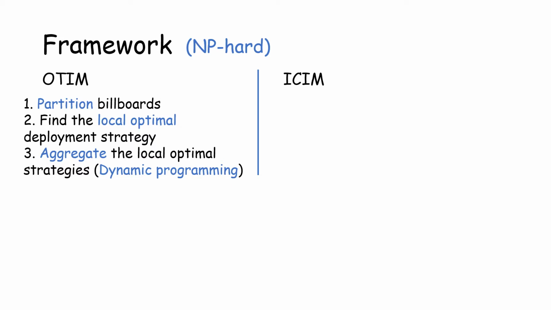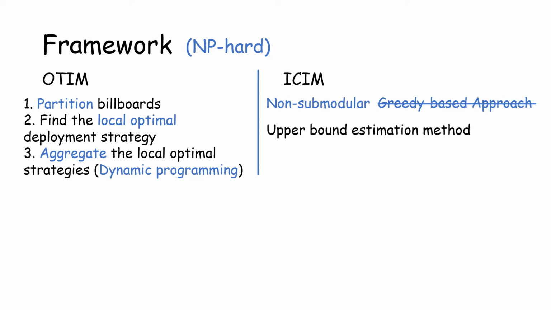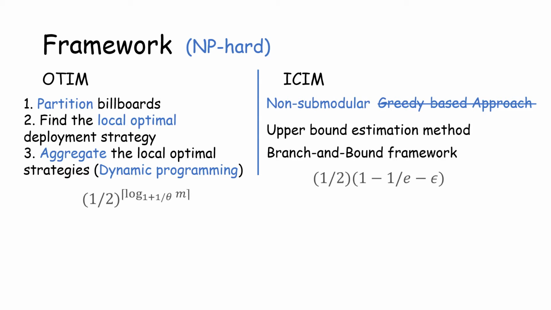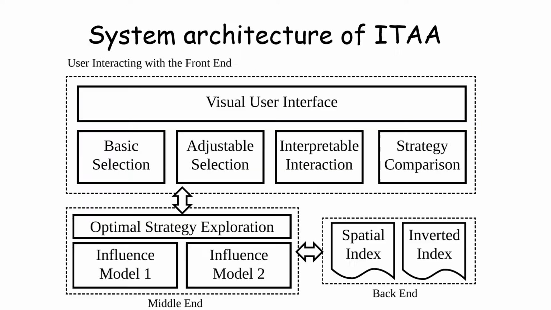For the ICIM, because it's non-submodular, a greedy-based approach doesn't work. Therefore, we propose an upper bound estimation method that tightly upper bounds the logistic function value. Based on this method, we propose a branch and bound framework. We give the approximation ratio for both solutions. The front end provides users with an interactable UI that supports 4 sub-functions. Based on different demands, the system invokes the related algorithms to find the optimal deployment strategy.